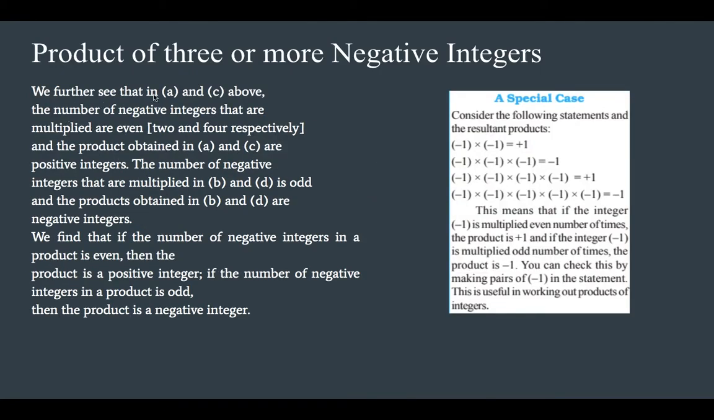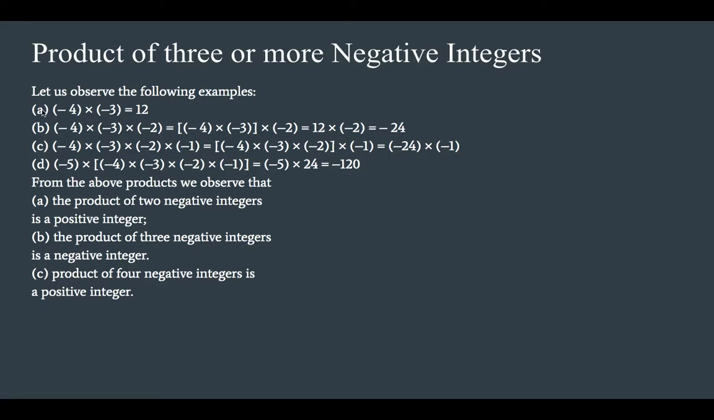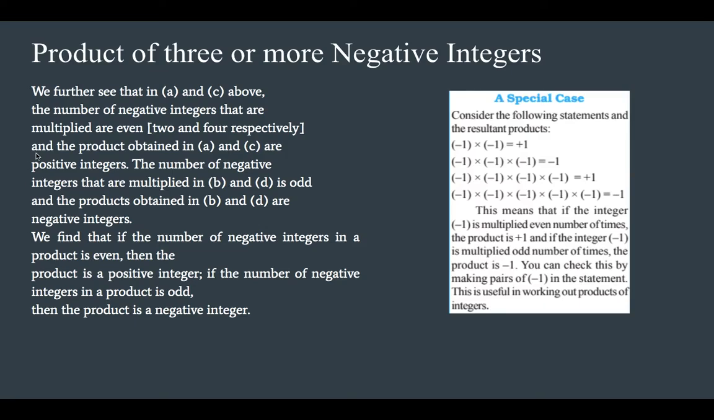I have written that over here. We further see that in A and C above, the negative integers multiplied are even, 2 or 4 respectively, and the products obtained in A and C are positive integers. The number of negative integers that are multiplied in B and D are odd, and the products obtained in B and D are negative integers. We find that if the number of negative integers in a product is even, then the product is a positive integer. If the number of negative integers in a product is odd, then the product is a negative number.